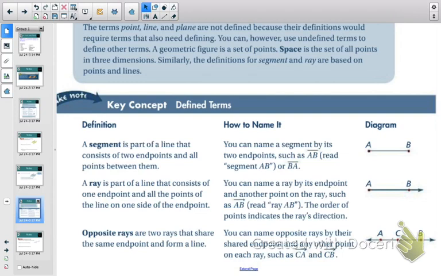So segment here, it says a segment is a part of a line that consists of 2 endpoints and all the points in between them. You can name a segment by its 2 endpoints, such as AB. Notice there's no arrows on top. It's read as segment AB, or you can say BA.